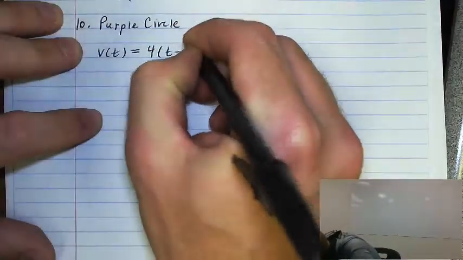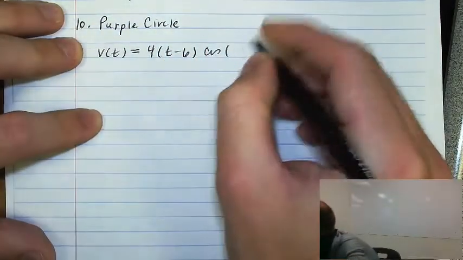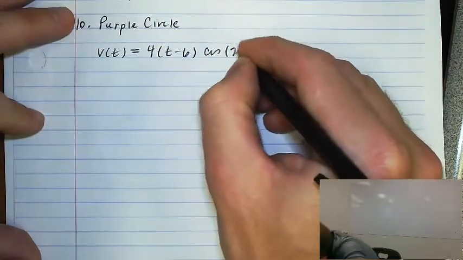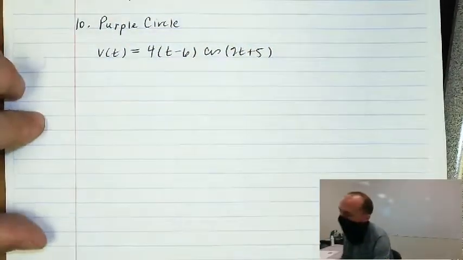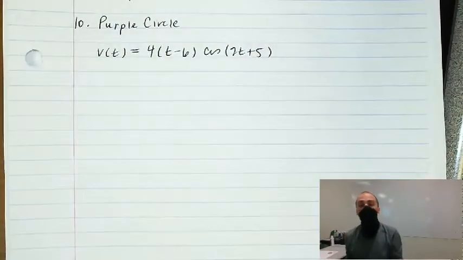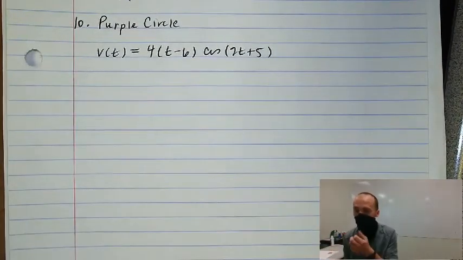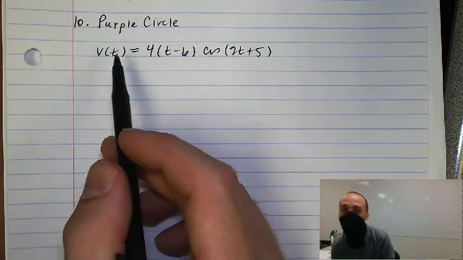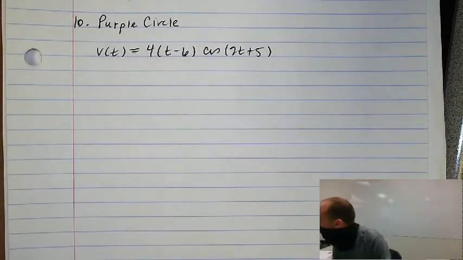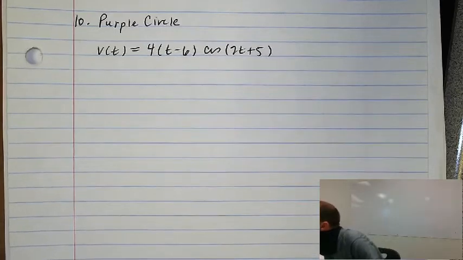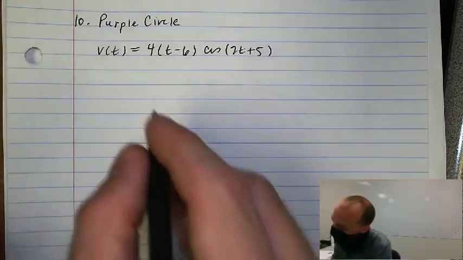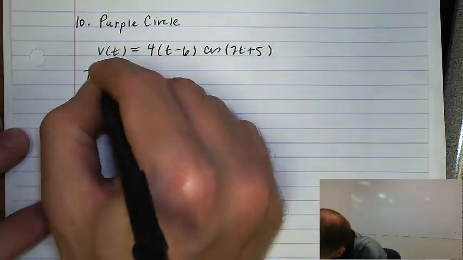So v of t is 4 times t minus 6 times the cosine of 2t plus 5. A strange function. But this is the type of thing, much like a referee in soccer running back and forth along the sideline following the action. This is going to go positive and negative because of that cosine, right? So what they're saying is from time t equals 2 to time t equals 6, what's the total distance?